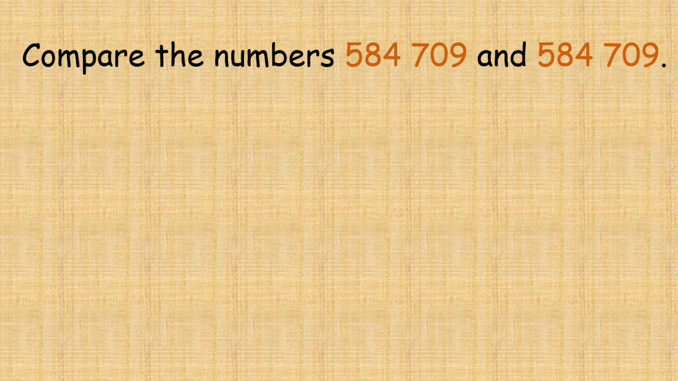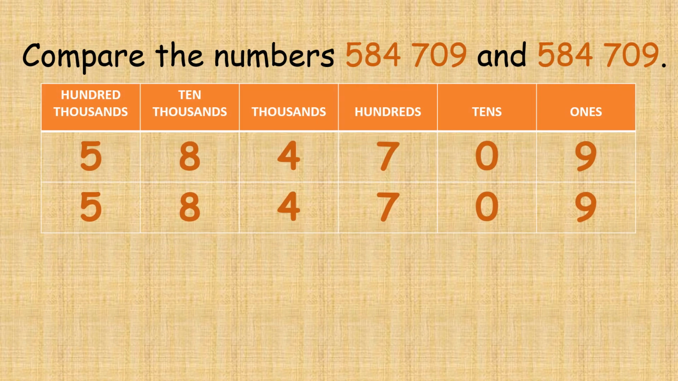Let's now have the third pair of numbers. Compare the numbers 584,709 and 584,709. Placing the digits of the numbers in the place value chart, we can compare the digits from the left.